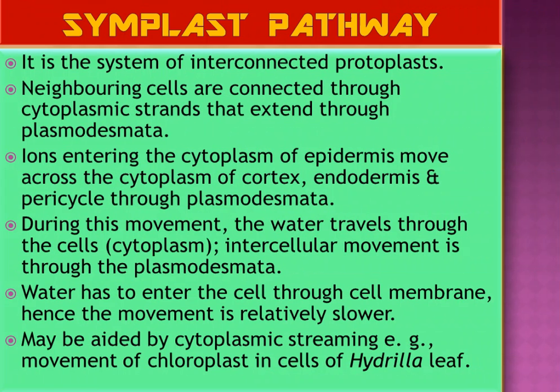Intercellular movement is through plasmodesmata. Water has to enter the cell through cell membrane, hence SYMPLAST movement is relatively slower. It may be aided by cytoplasmic streaming, for example, movement of chloroplast in the cells of hydrilla leaves.